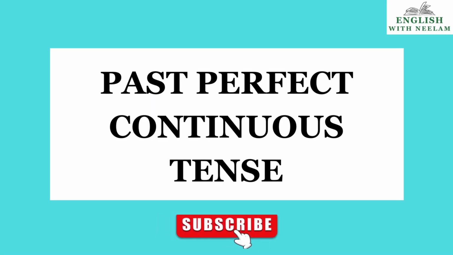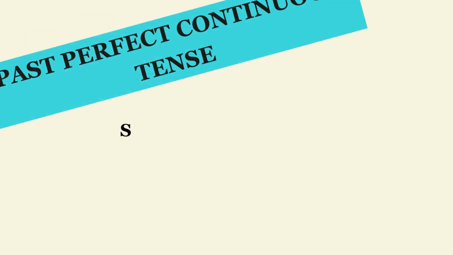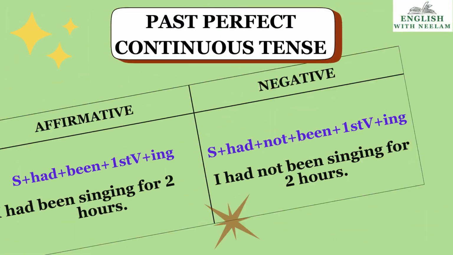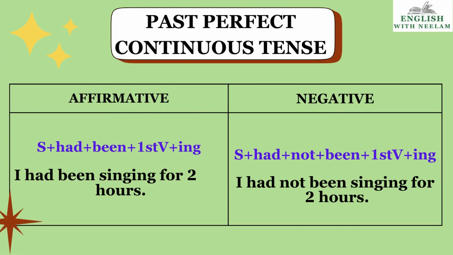Children, last sub form is past perfect continuous tense. Let us see the structure first. Subject plus had plus been plus first form of verb and ing. I had been writing a letter. Now, how to make affirmative, negative or interrogative sentences? Let us see. Affirmative, subject plus had plus been plus first form of verb plus ing.